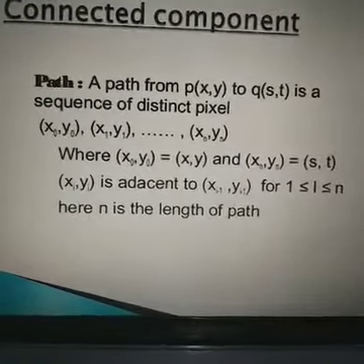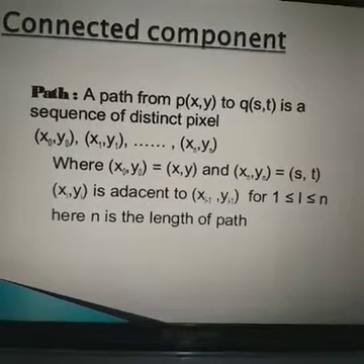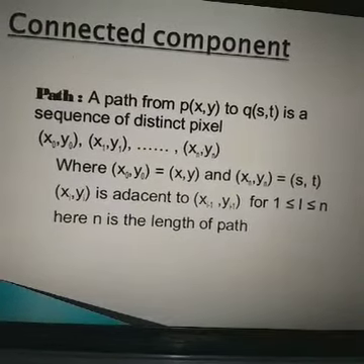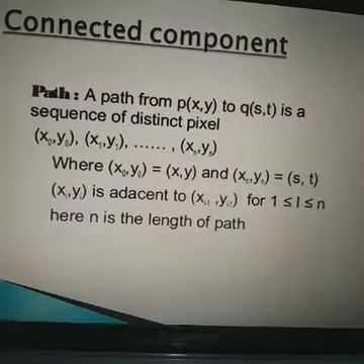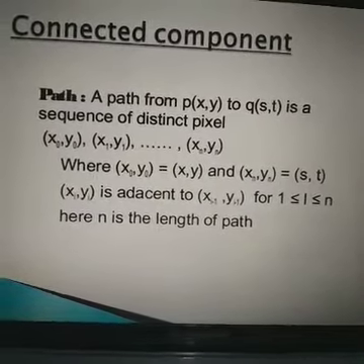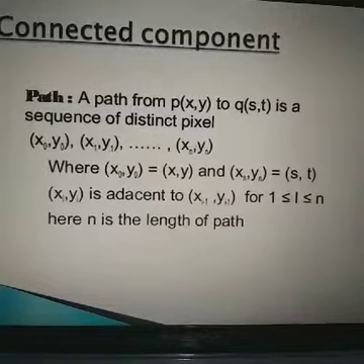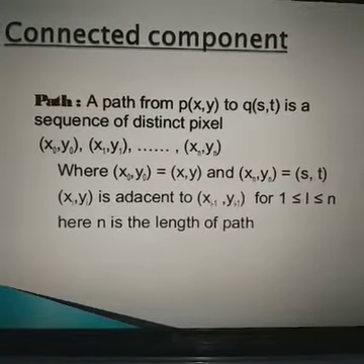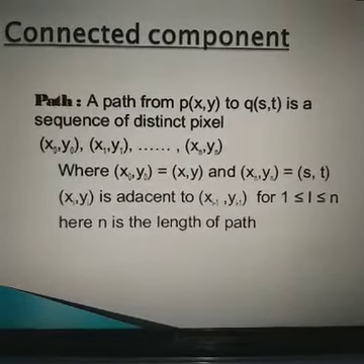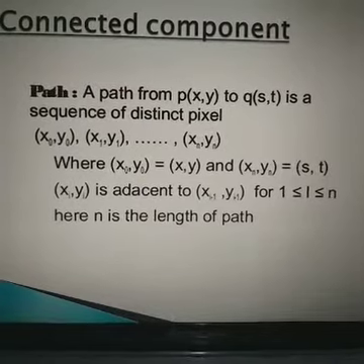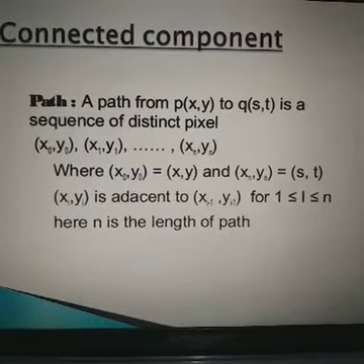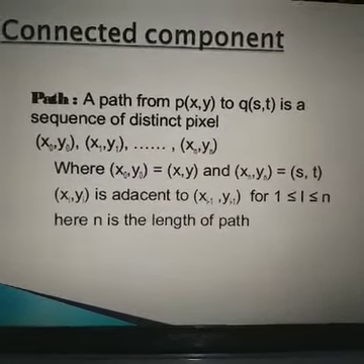So the path represents going from one pixel to another pixel. For example, P has the value 2,1 and Q has the value 3,1. So we have to calculate whether there is any path from P to Q. We can easily calculate that if we know that they are adjacent, having some similarities, and whether there is any connection within these pixels or not, by calculating their characteristics, their pixel values, their brightness values.